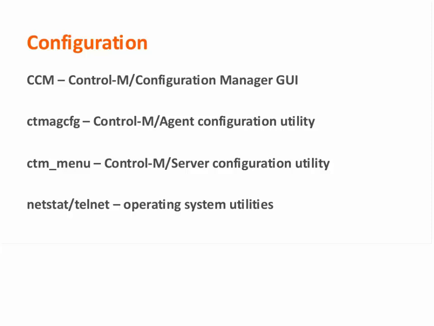Then we also have CTM_menu. That's also a configuration tool or command line tool that we use to configure the Control M server and agent parameters. Now, if you have problems trying to access a Control M component such as the agent, you can use these tools, the CTM_menu and the CTM AG CFG, as a backup.